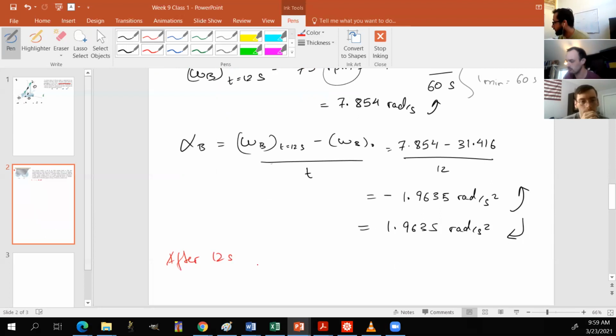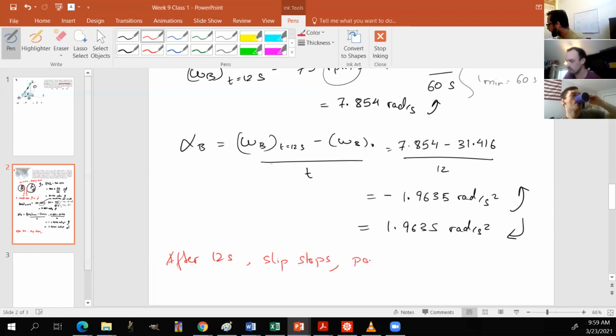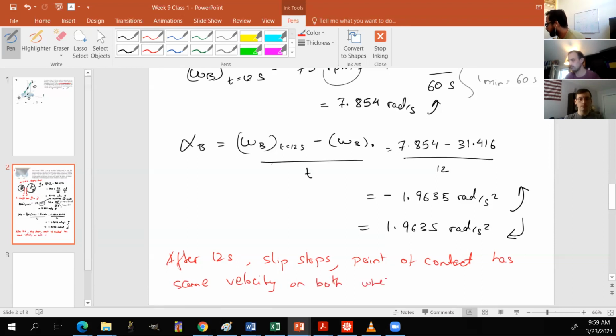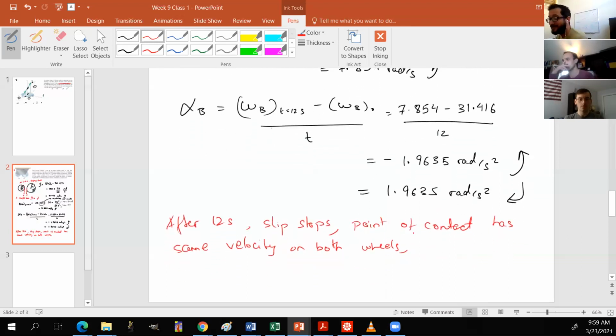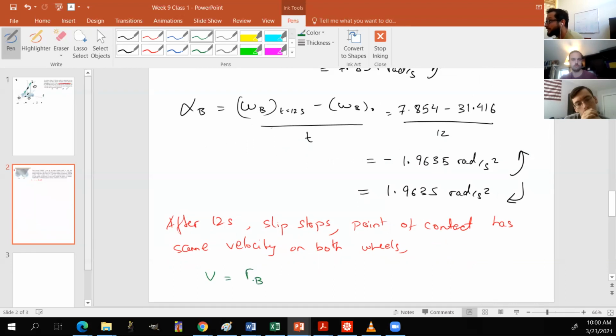Yeah, so now, after 12 seconds, your slipping stops, right? And the point of contact has same velocity on both wheels. What that means is, because we know the motion of wheel B and it's completely described, we can say that the scalar quantity of the velocity V is just equal to whatever the radius of that wheel is times omega. And remember, we're looking at a slab, so we're doing this directly.